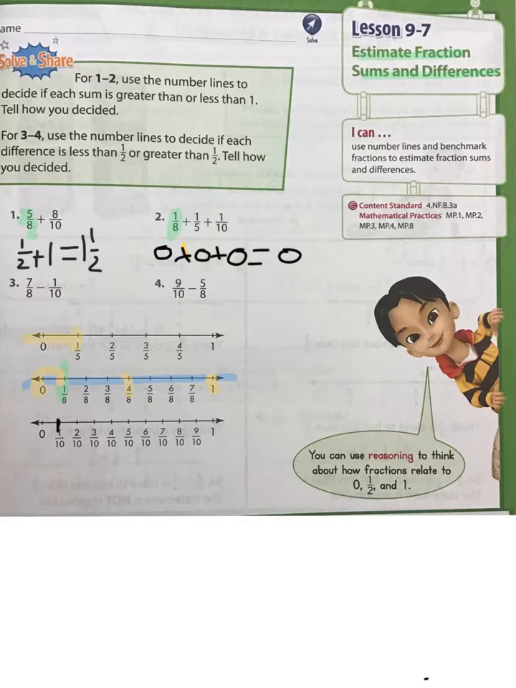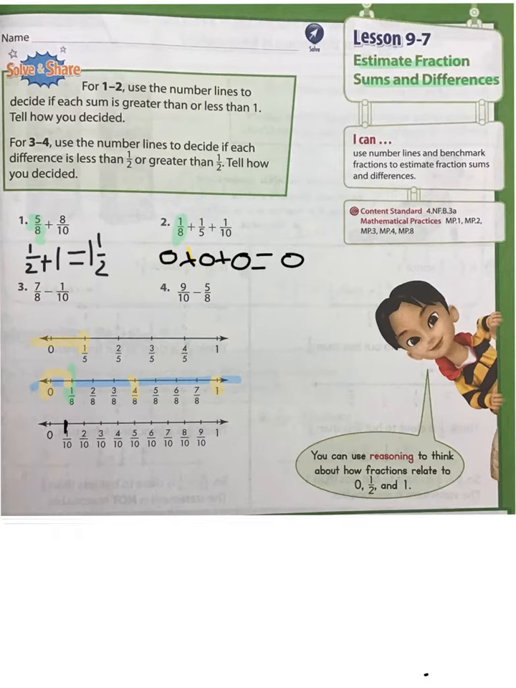All right, now we have 7/8 minus 1/10. Looking at 7/8, I know that 8/8, I'm going to use a different color right here, 8/8 would be 1 whole. And since 7/8 is closer to 1 whole because 4/8 would be a half and 0/8 would be 0, it is going to be closer to 1 whole. Minus 1/10, which I've already marked over here, 1/10 is going to be closer to 0 because 5/10 is a half. So now we have 1 minus 0 would just equal 1.